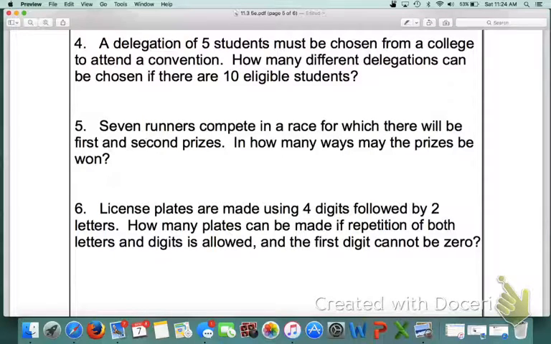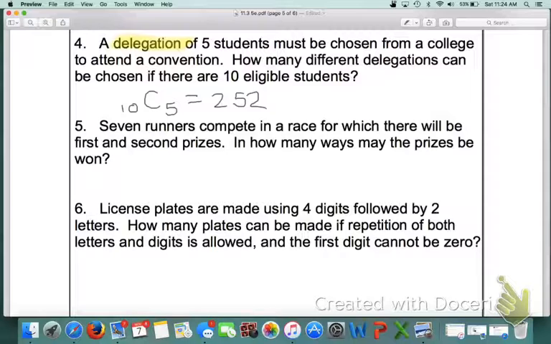Number 4 says a delegation of 5 students must be chosen from a college to attend a convention. As soon as I see that word delegation, it's screaming combination to me. How many different delegations can be chosen if there are 10 eligible students? So we're going to have 10 students. We are choosing only 5 of them though. So we're going to have a combination, and it's going to equal 252 different ways that we can choose those 10 eligible students.